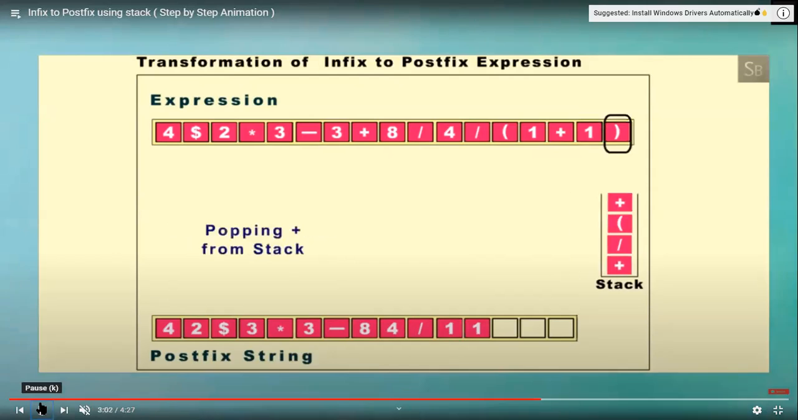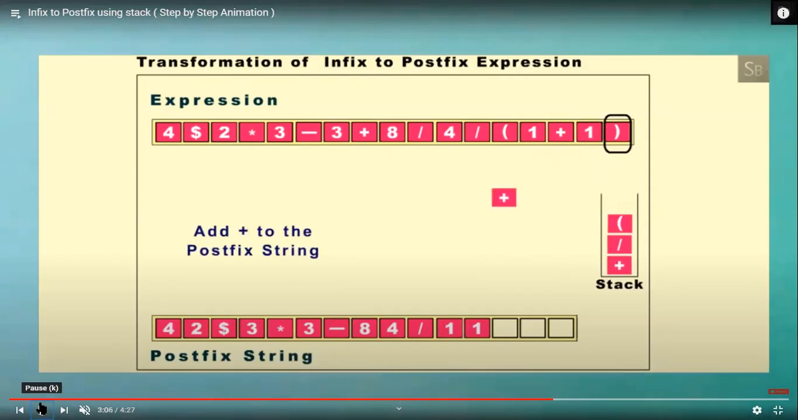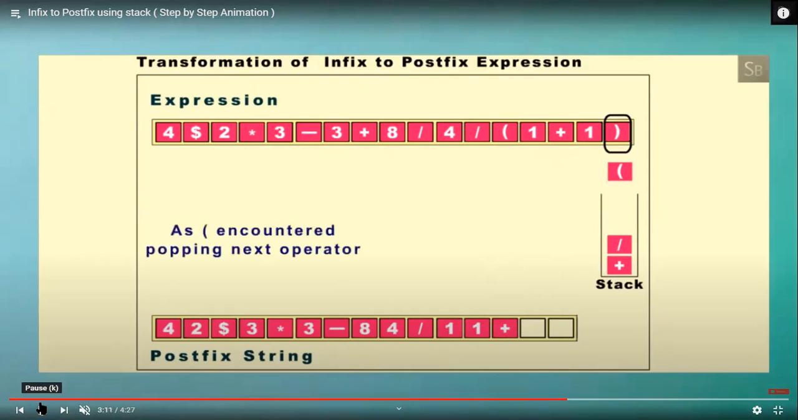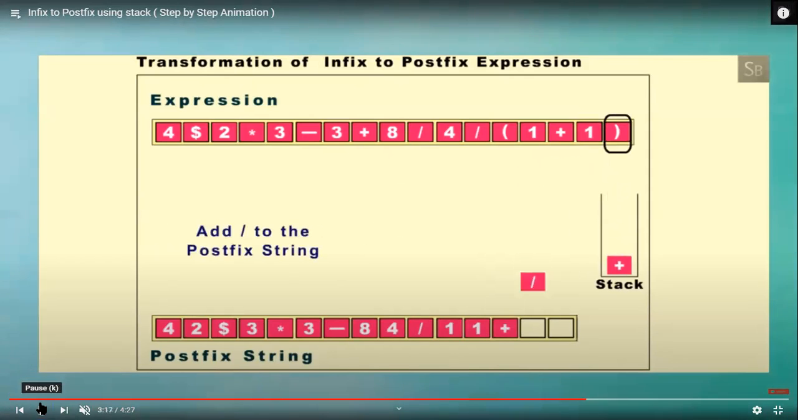The last symbol that is scanned is the closing bracket. Whatever operators are there between the opening and closing bracket have to be popped out. We see there is only one operator, that is plus, so the plus will be popped out.